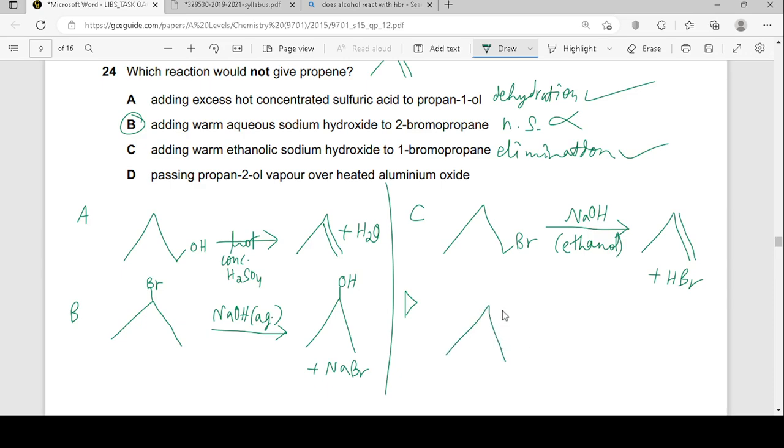Yeah. So passing propanol over heated aluminum oxide. Now again, this is also a dehydration reaction of alcohols. Like you can either use something like silicon dioxide, or you can use hot concentrated sulfuric acid, or you can use heated aluminum oxide. I'm not sure if you need to heat silicon dioxide. I don't know if I've written that in my notes or not. See, I'm glad I wrote notes for AS, honestly, because it's quite useful to look back and refer to.